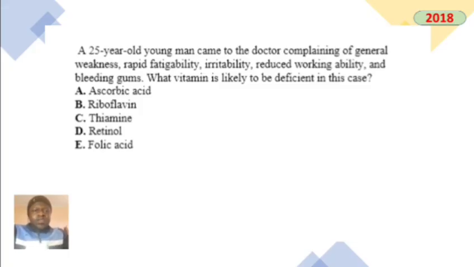A 25-year-old young man came to the doctor complaining of general weakness, rapid fatigability, irritability, reduced working ability, and bleeding gums. Right? What vitamin is likely deficient in this patient? So these symptoms are telling you that the patient doesn't have vitamin C. Vitamin C is also known as ascorbic acid.